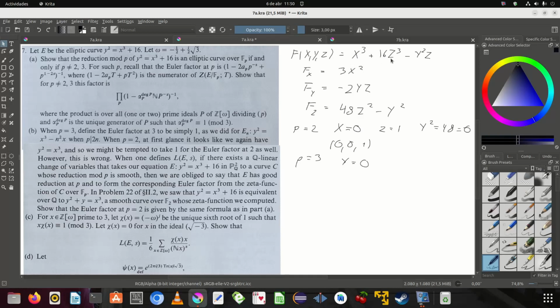So what do we get up here? If we set z to 0, then we get x is 0, no solution. So let's set z equal to unity. Then we get x cubed plus 16 vanishes, and then x can be minus 1. Or should we say 2? So we have the point (2, 0, 1).